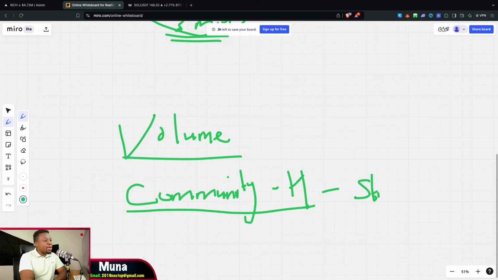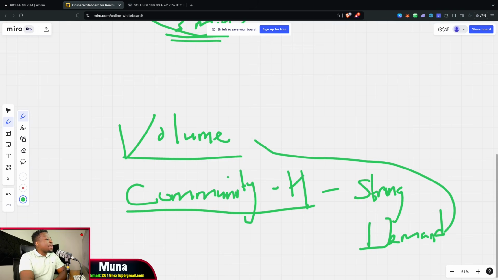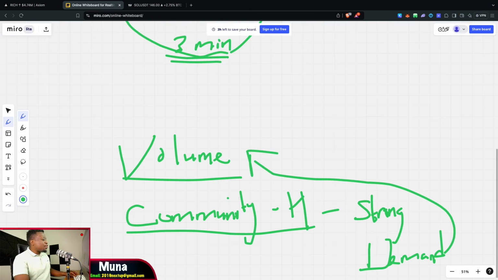So how are you going to be able to know that a meme coin has got strong demand? It's simple. You are going to go back to an increase in volume. So this is one of the reasons why, if you really want to get good at trading meme coins, you have to be a master of volume analysis.